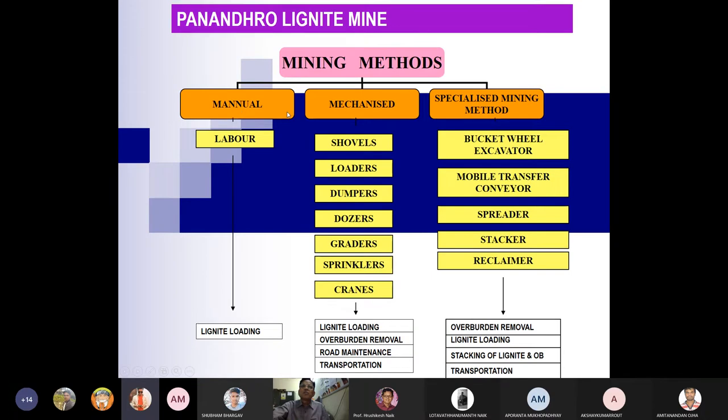Mining methods: manual mining, mechanized mining, specialized mining method. In the manual mining, labor intensive mining. Mechanized mines are using the shovels, loaders, dumpers, dozers, graders, sprinklers, cranes, and specialized mining, bucket wheel excavators, mobile transfer conveyor, spreaders, tractors, reclaimers.